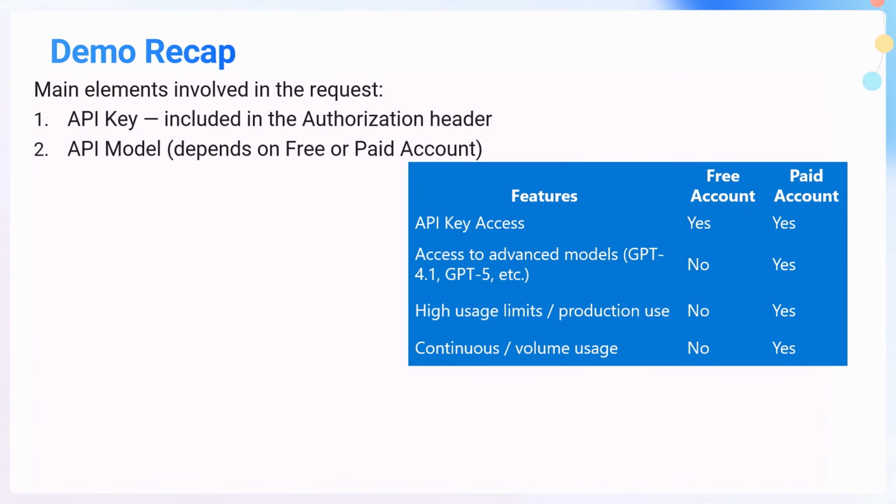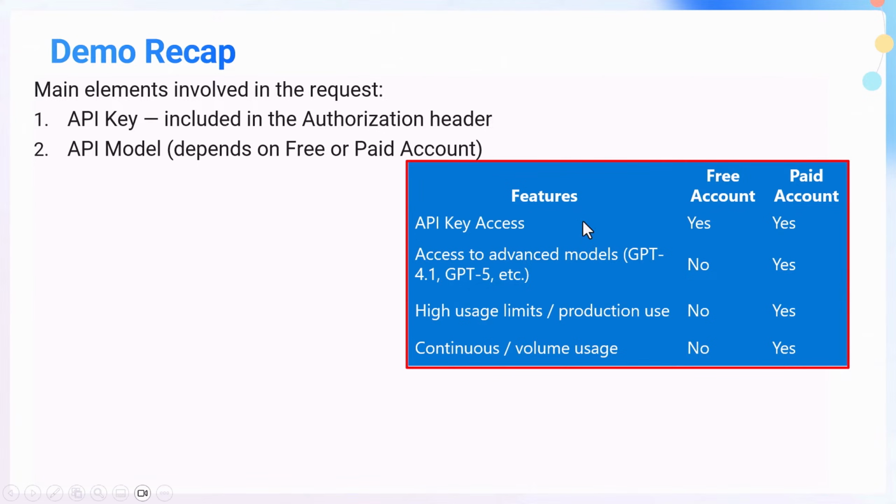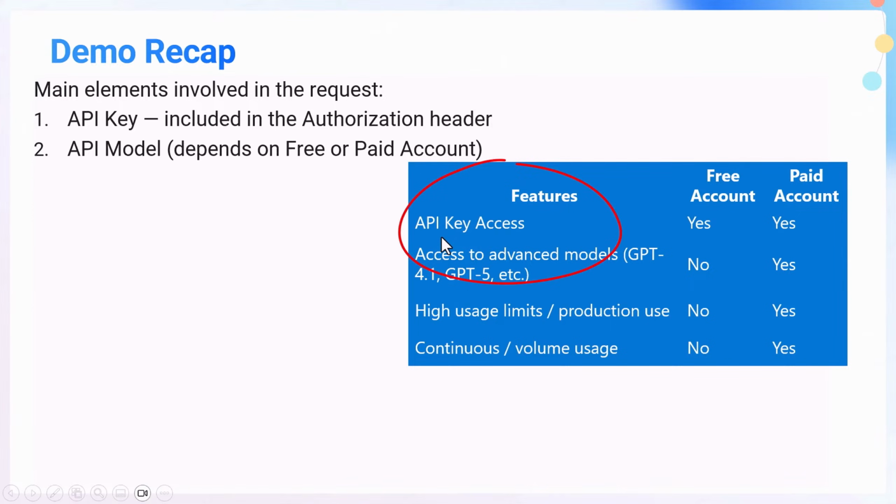The second element is the API model. It depends on a free or paid account. As you can see in this table, you will have some features depending on the type of account that you have. For our example, I use my free account and I was able to get the API key access. But as I told you before, when I made that example changing the model, you can see that the model that I tried to use was not allowed because I didn't have a paid account.